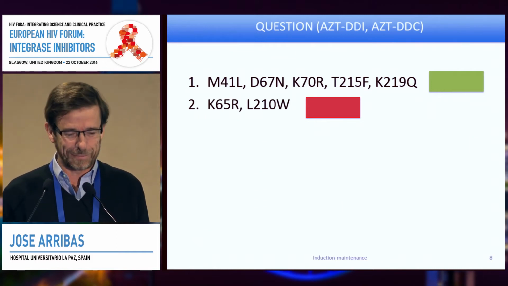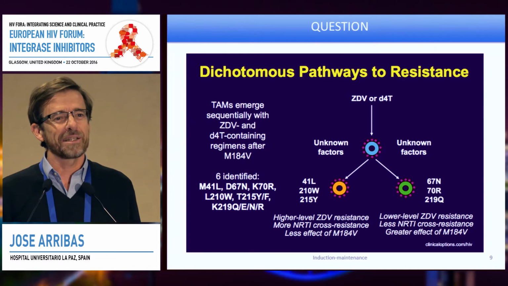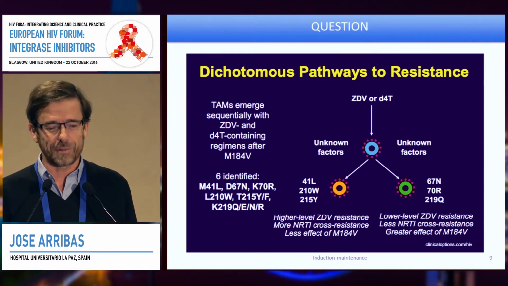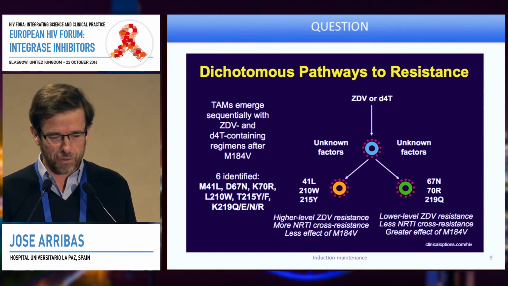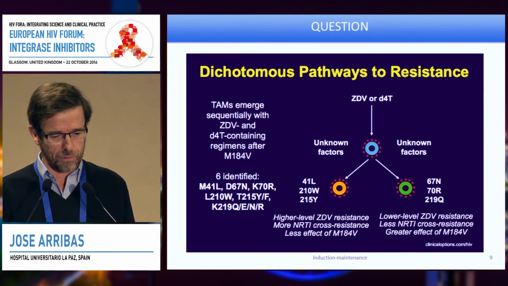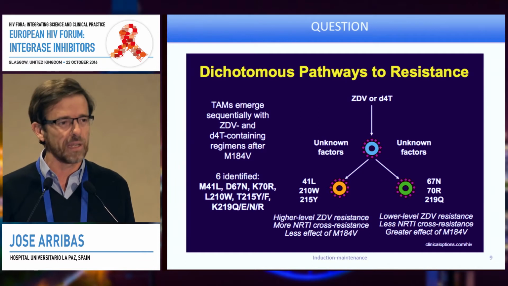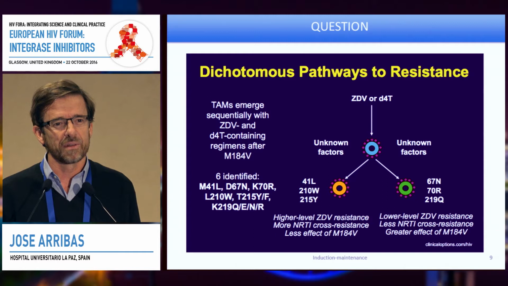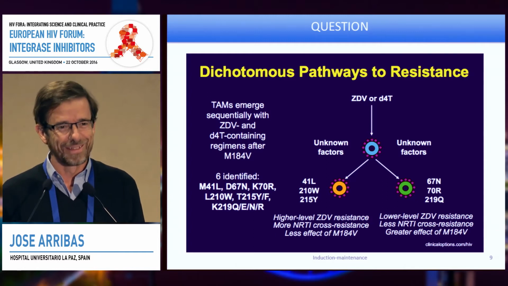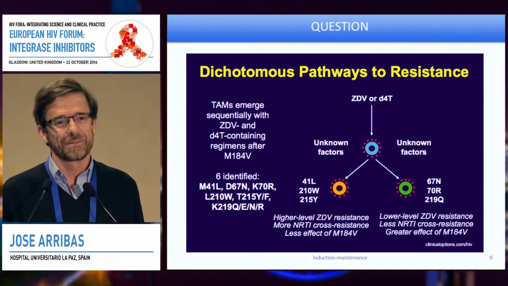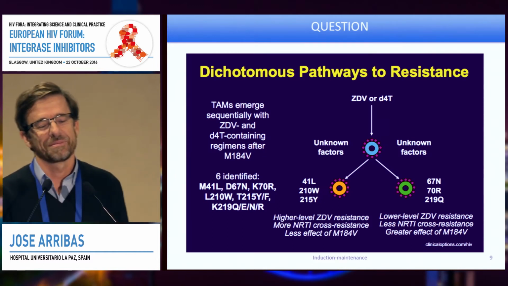Nobody. Okay. So this is a Clinical Care Options slide that tells you what happens when you use AZT or D4T. For unknown factors, you can go one of two ways: 41L, 210W, or 215, or 65, 70, or 219. So Jonathan, my virus didn't look at this slide because it has everything. What happened? Just one comment. We know some of the factors why we go one or the other, but go on.